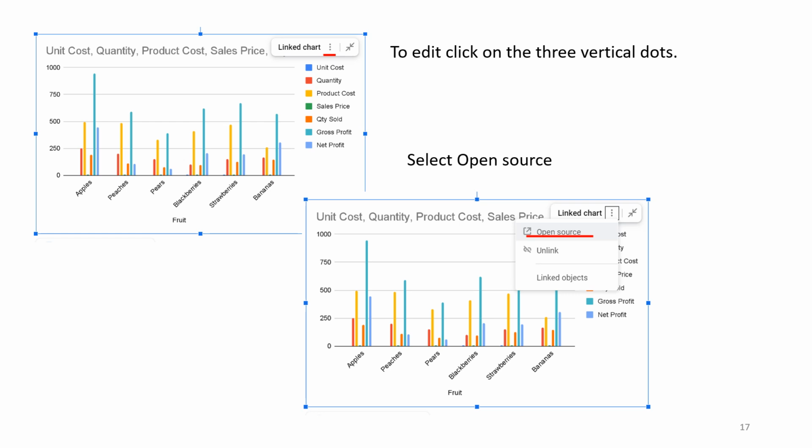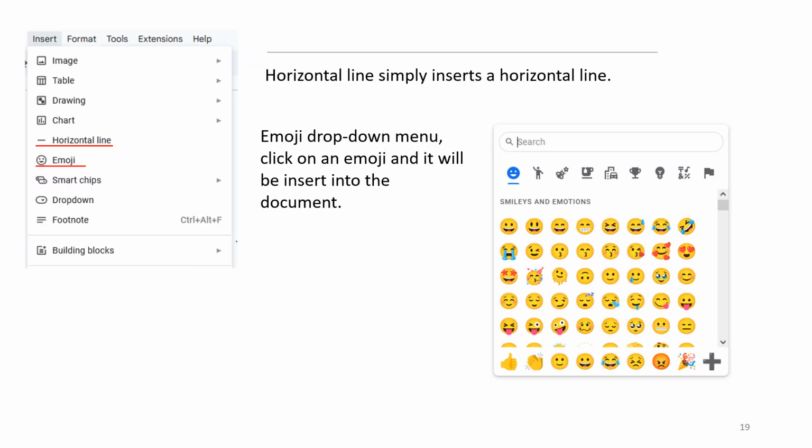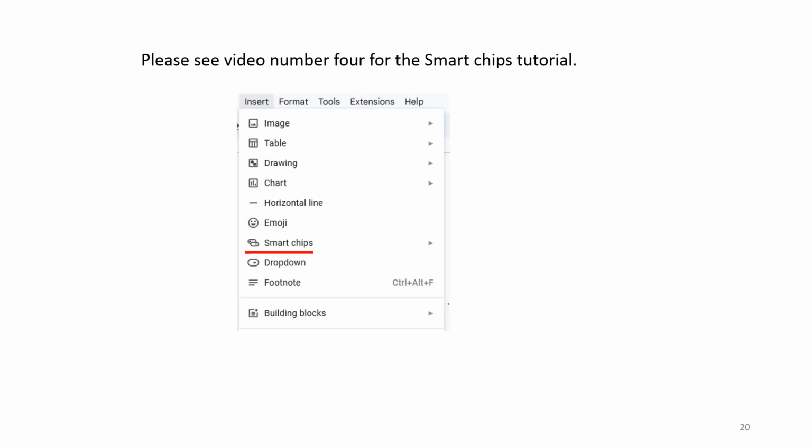To edit, click on the 3 vertical dots. Select Open Source. The chart will open in Google Sheets for editing. Horizontal line simply inserts a horizontal line. Emoji drop-down menu: click on an emoji and it will be inserted into the document. Please see video number 4 for the Smart Chips tutorial.